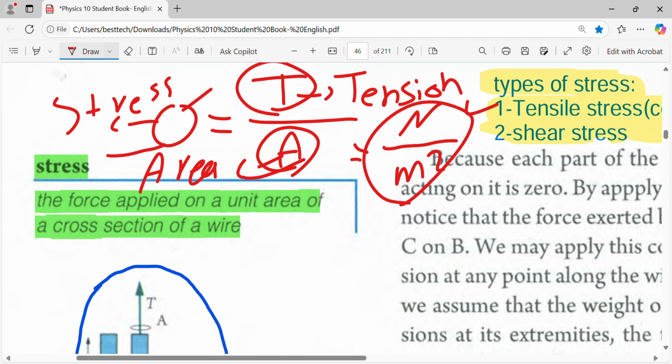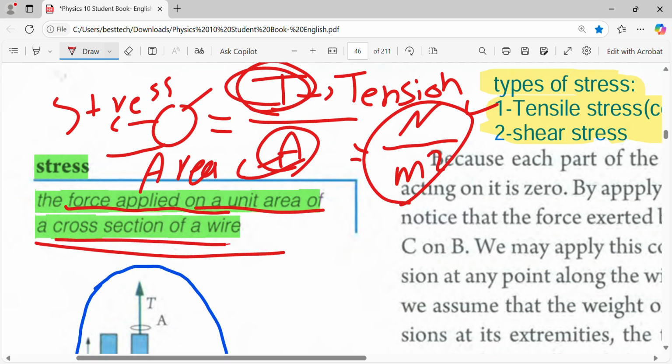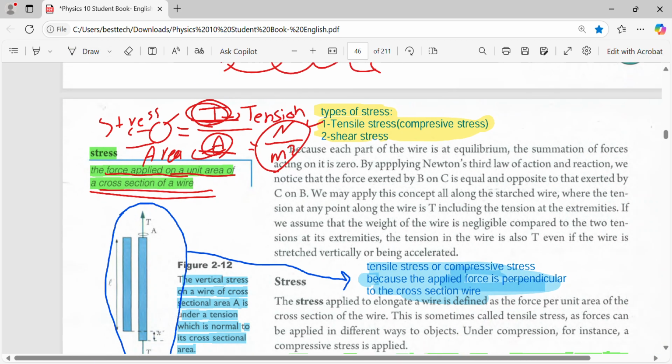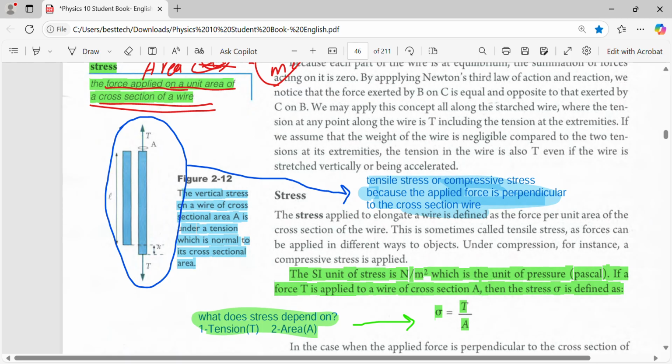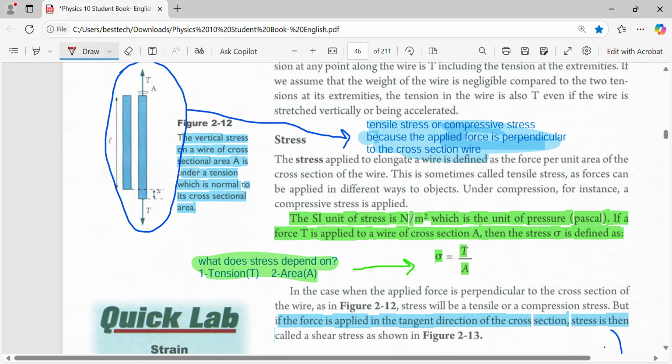And even the definition is important. Look, guys, you can understand the definition from the rule. Stress is the force applied. Force applied on what? Unit area of the cross section of the wire. It means it's tension T, force over area. Guys, the rule is important: tension over area. The unit we say is Newton over meter square.